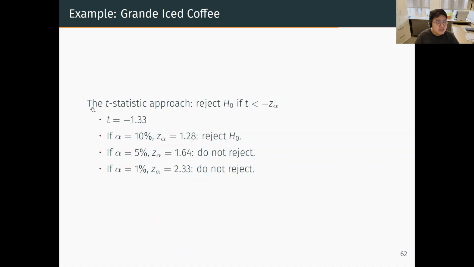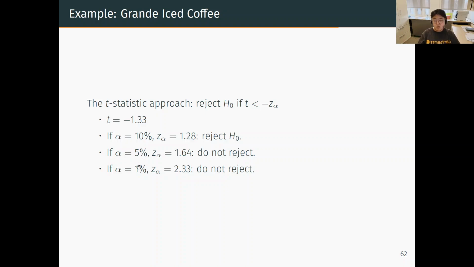If you directly make the decision based on the t-statistic, then remember we are going to reject only when t is too small, too negative. So the cutoff is minus z alpha, not alpha over 2. In our case, t was minus 1.33, and depending on the significance level, our cutoffs are these values. If you choose 10%, the cutoff is 1.28. If you take the minus sign here, minus 1.33 is smaller than minus 1.28. So you have to reject the null hypothesis.